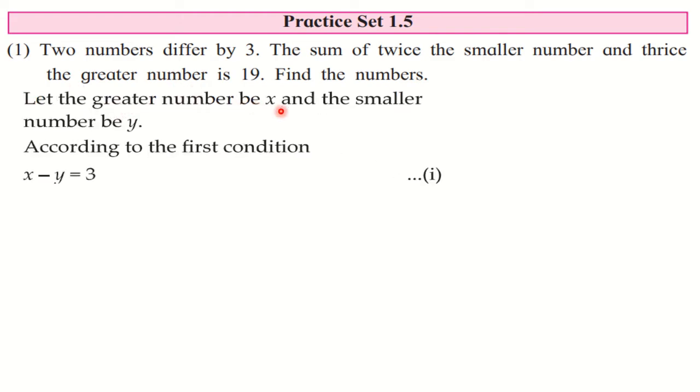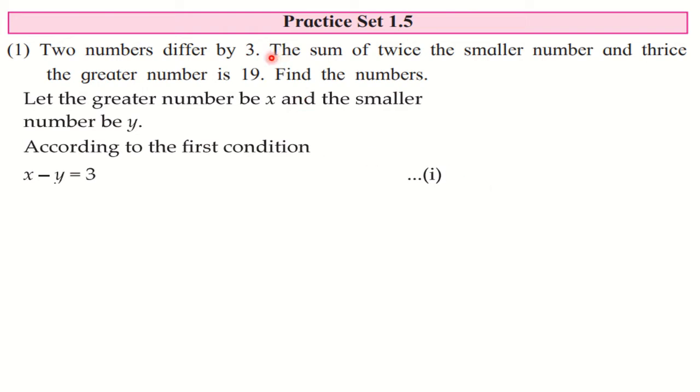Let the greater number be x and the smaller number be y. Or if you are writing that let the numbers be x and y, then you specify x is greater than y. Otherwise, while writing only, better be specific. So according to first condition, two numbers differ by 3 means what? Difference between them is 3. So you can write down x minus y is equal to 3. Number this as equation 1.